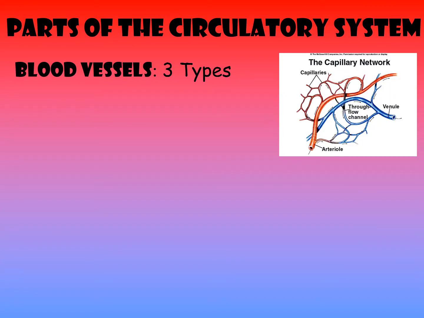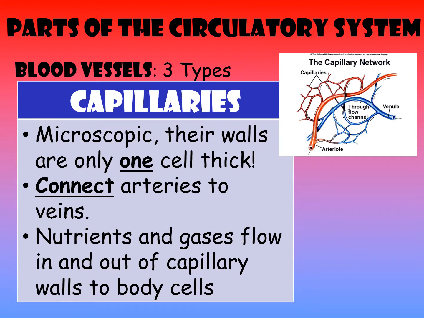backwards. The third type of blood vessel is capillaries, and capillaries are the teeny tiniest blood vessels. They're microscopic. Maybe you've been able to see these, like if your eyes are really bloodshot, like from being too tired. Their walls are only one cell thick, which is important because this is where the gas exchange is happening from the cells to the blood and back and forth.